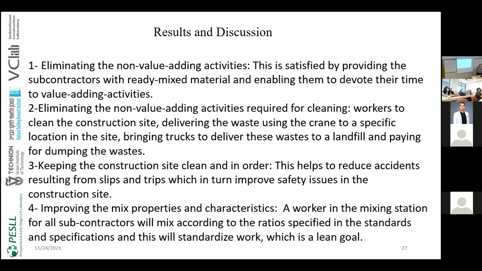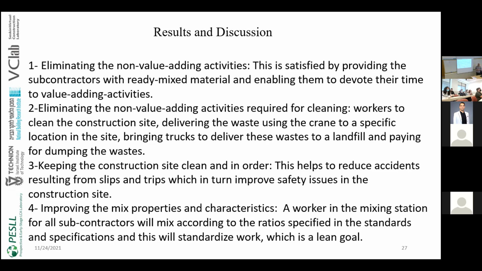So I went to the construction site and met the project manager, the site engineer, and the site superintendent, in order to identify the role and the benefits of implementing the centralized mixing. There are a lot of benefits for implementing the centralized mixing station. The first one is eliminating the non-value adding activities related to operational waste. This is satisfied by providing the subcontractors with ready mixed materials. So they spend all their time in value adding activities and not in non-value adding activities like moving materials, mixing, and all these things.